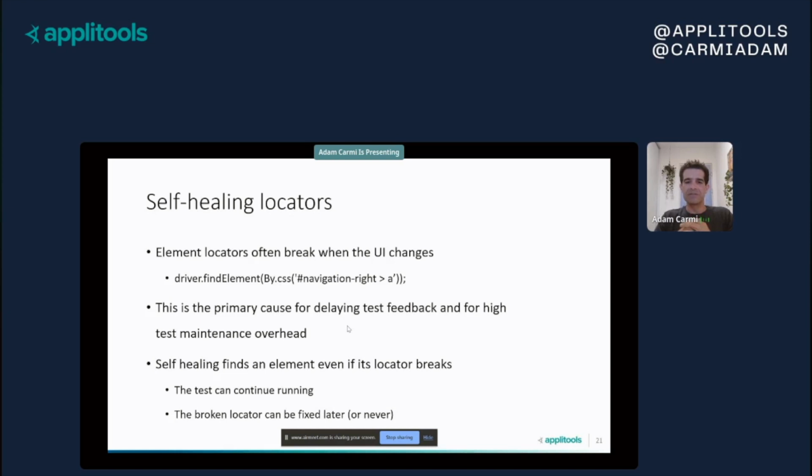And this is the primary cause for delaying automated test feedback, and the primary cause for the high test maintenance overhead that we all are familiar with when we are basically doing test automation. Self-healing resolves this issue by finding the element even if its locator is now broken. And the huge value of that is that our test can continue running even after a UI change that broke the locators. And we can then, at a later time, when it's convenient to us, go back and fix the code, or maybe never, because if we still find the element, why do we care? Why should we even change the code and bother with it?